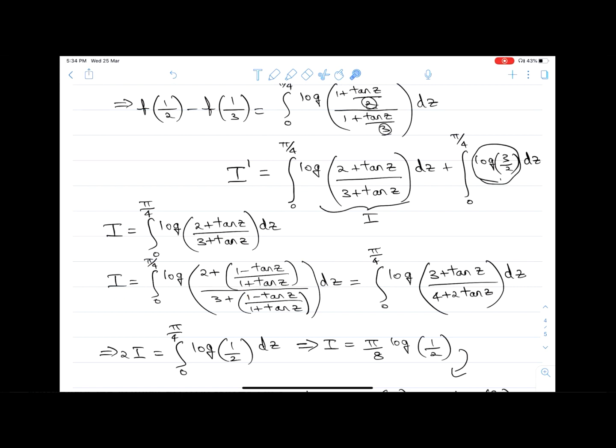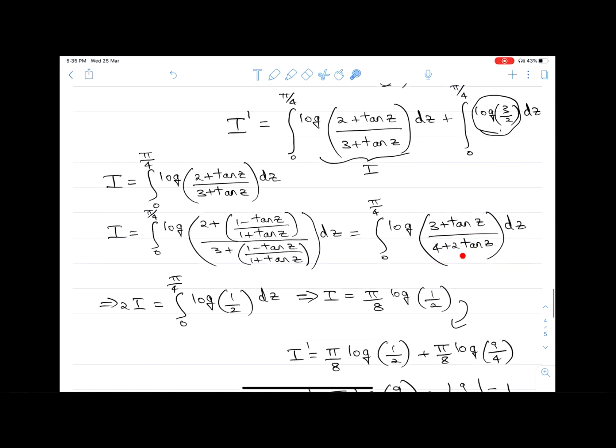I'll add the two quantities. First of all, what will this result be? Log of, you can understand here, 2 plus 2 tan z plus 1 minus tan z, I'll get 3 plus tan z in the numerator. And in this part, 3 plus 1 is 4, 3 tan z minus tan z is 2 tan z. So if I add these two, I and I, 2I will be nothing but integral 0 to pi by 4 log of half dz. The 2 in the denominator will come here. The rest part gets cancelled, because this is of the form log of a by b and this is of the form log of b by a. So log 1 by 2 dz.